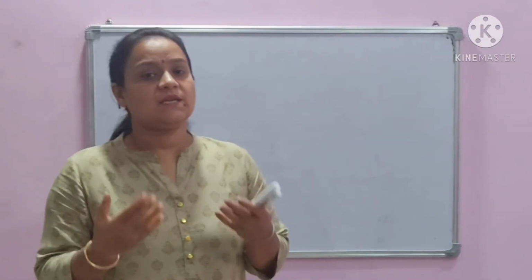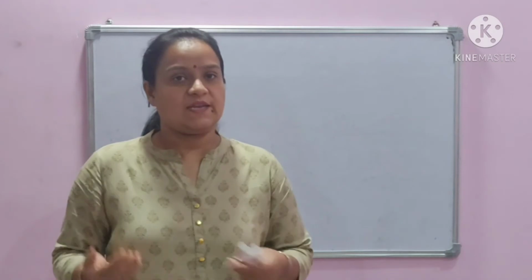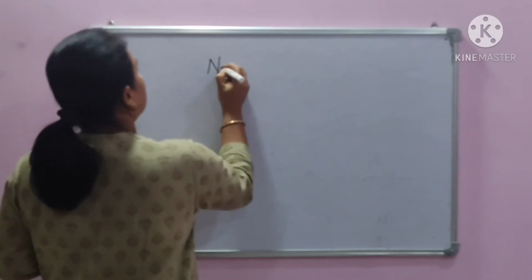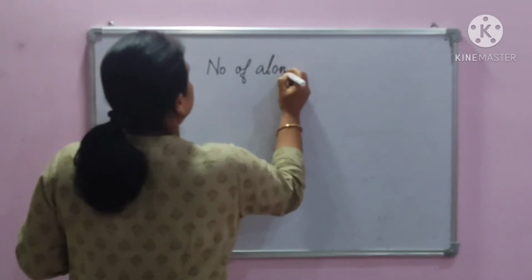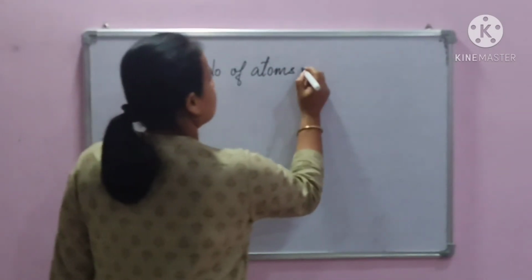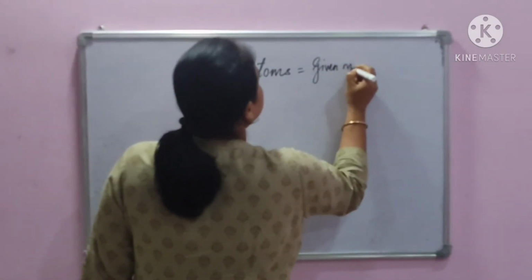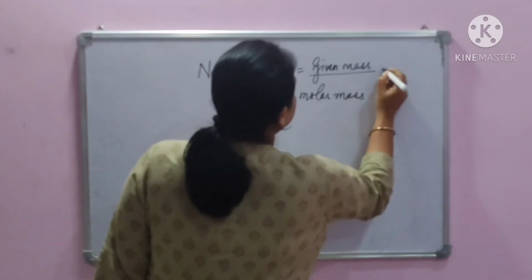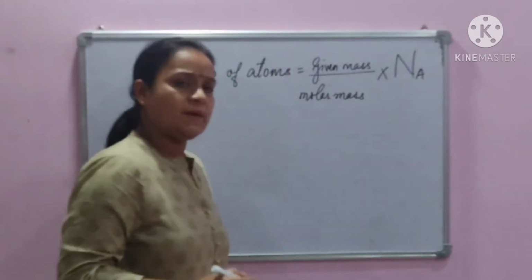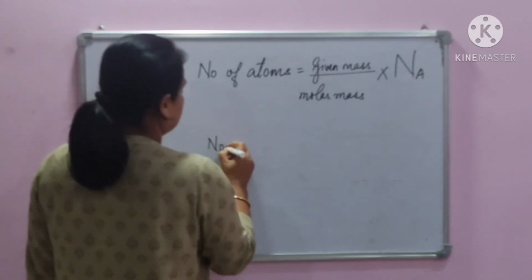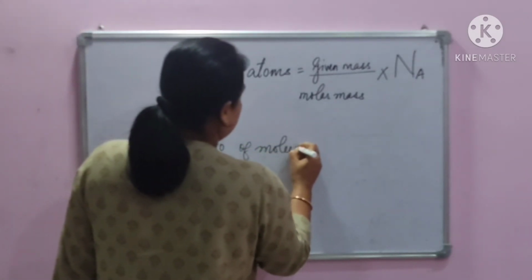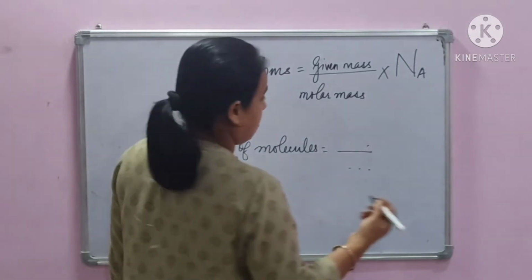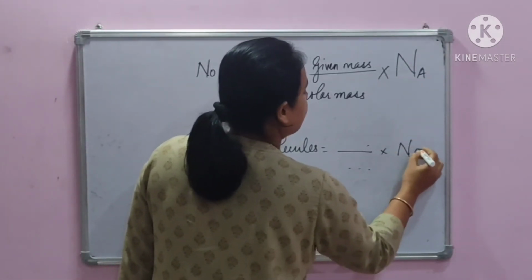Now, while calculating the number of atoms or molecules, let us find out how we work it out. Suppose you have to find the number of atoms of any given element or compound. So what we do is, number of atoms is equal to given mass divided by molar mass multiplied by the Avogadro's number. And if it is a number of molecules, the same thing. For number of molecules also, it will be the given mass divided by molar mass or the gram molecular mass multiplied by the Avogadro number.